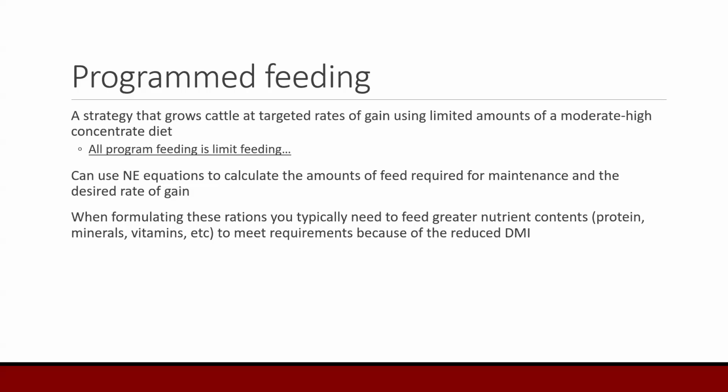If we are restricting feed intake, we will typically need to feed greater concentrations of other nutrients to meet the requirements. So the amount of protein needed to support 2 pounds of gain is not going to change whether that animal is eating 23 pounds of dry matter a day or 12, right? But the concentration of that protein within those two diets needs to be higher for the one that is eating less. We'll look at some examples of that.